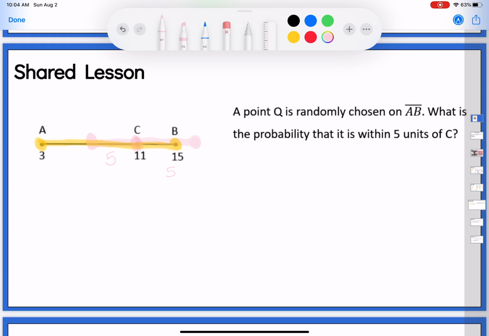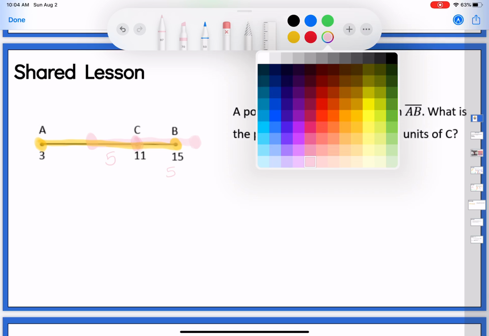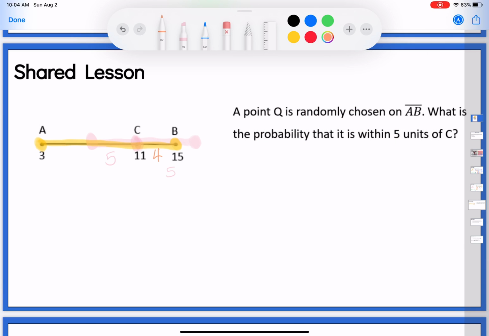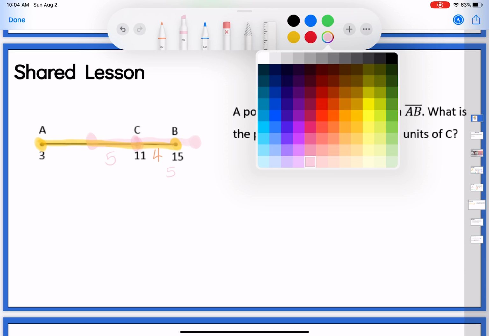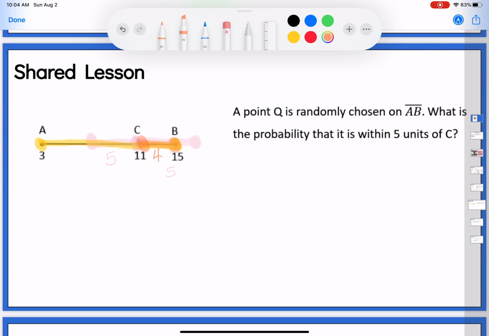Wait a second. That doesn't quite make sense, right? 11 to 15, that's actually only 4 units. So I can't go 5 units away from C to the right because I only have 4 units to go with. I have to end here. So I have 5 units going to the left, but I only have 4 units going to the right.